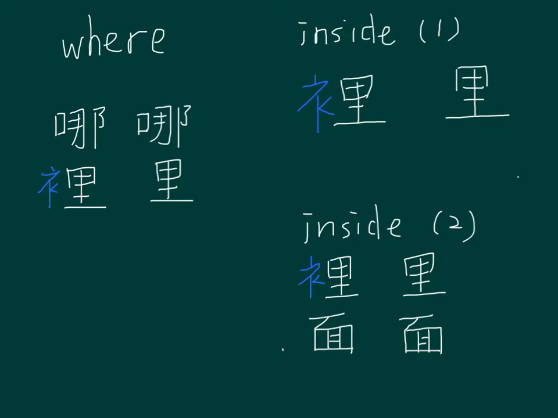In the previous slide, we talked about how na by itself means which and where. It also means where when you add 里 after na, as in 哪里, 哪里. Li by itself means inside. Now if you are doing the traditional character, on the left side, this radical means clothing. And the simplified version of the character omits this left side of the traditional character.